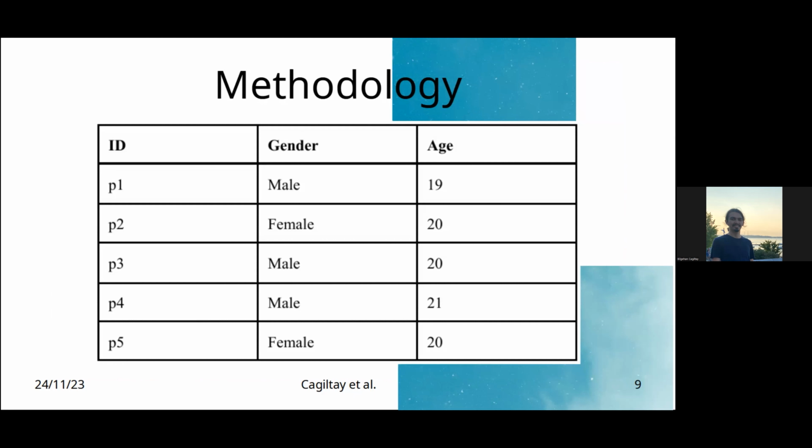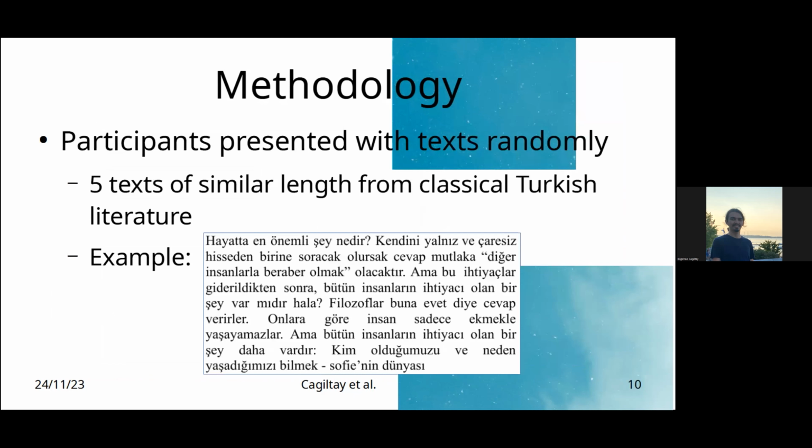So for our study, we recruited 5 participants, 3 men and 2 women, and they were all undergraduate university students of similar age and background. We had 5 texts from Turkish literature of similar lengths to control for the study length as much as possible. We gave each participant these texts randomly. And you can see an example text over here from a classical Turkish literature novel.